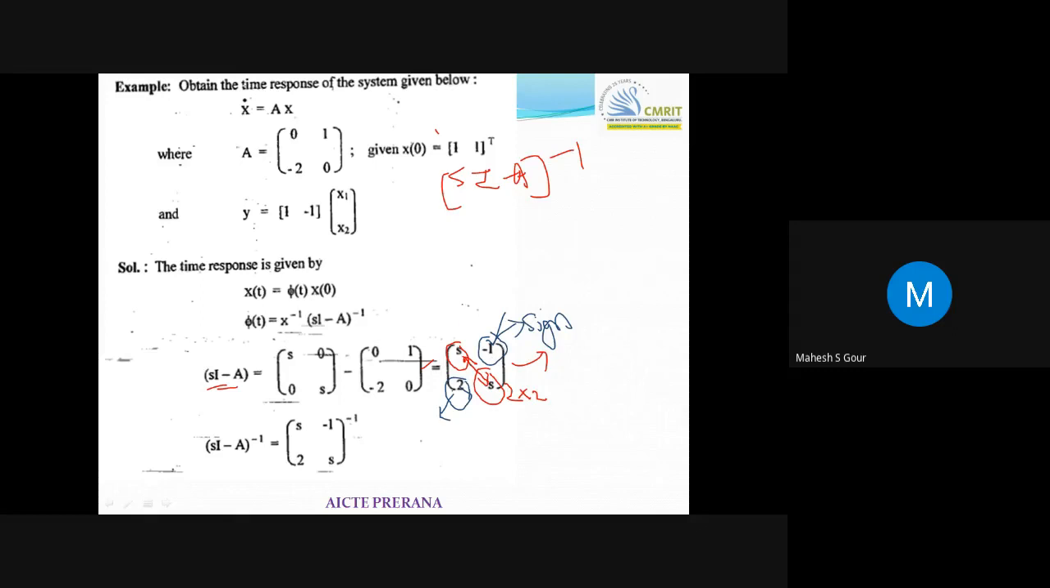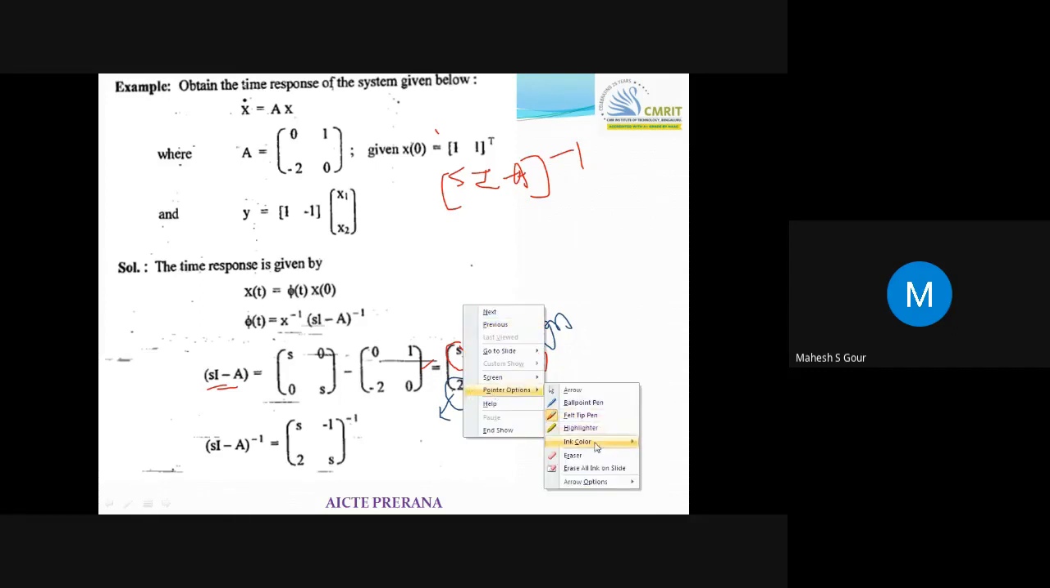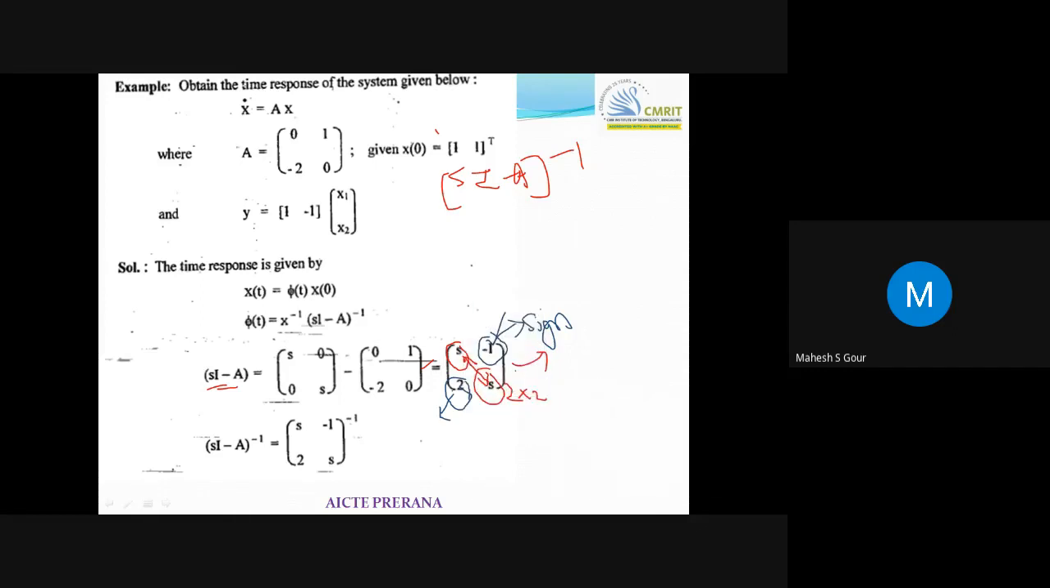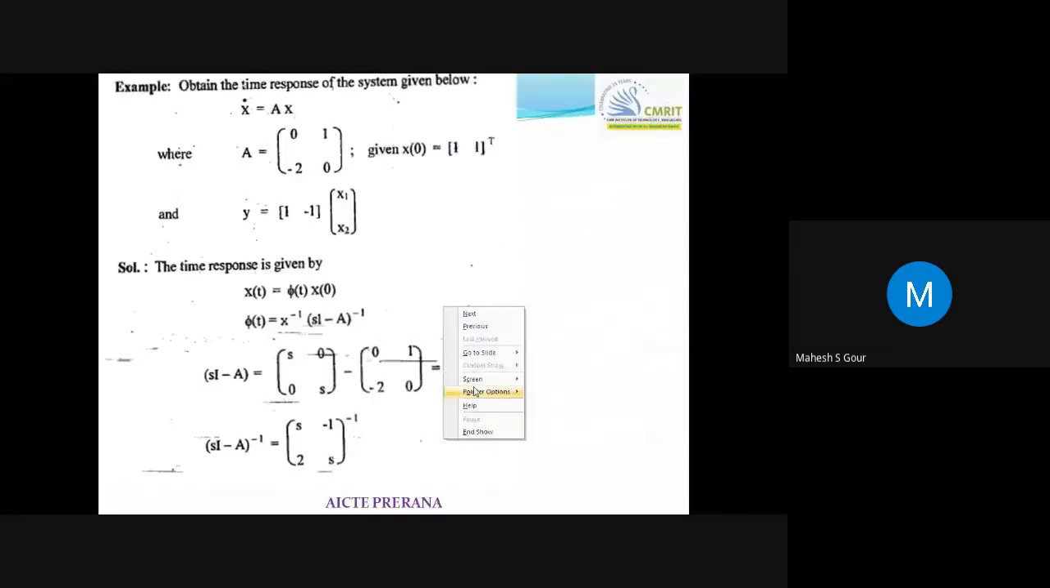So what will you get finally? Can anyone tell me what the (sI minus A) inverse is? If you do cofactors, adjoint, everything, this is the basic shortcut you will get. I hope you understood how to take the inverse, or shall I repeat? Because everywhere you are dealing with 2 cross 2 matrices, you should know these basics. Understood?